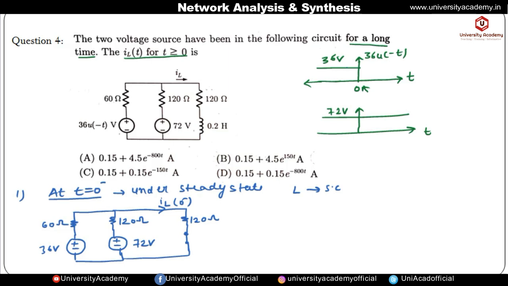Next we have to find IL of t for t greater than 0. Let us draw the circuit for t greater than 0. The 72 volt voltage source will be present for t greater than 0, but the 36 into u of minus t becomes 0 volt for t greater than 0. 0 volt indicates that this voltage source is getting short circuited. It means it will become a short circuit and the 72 volt voltage source will remain as it is.